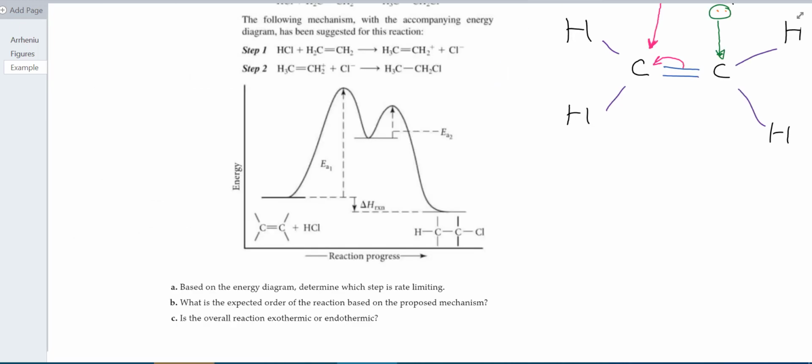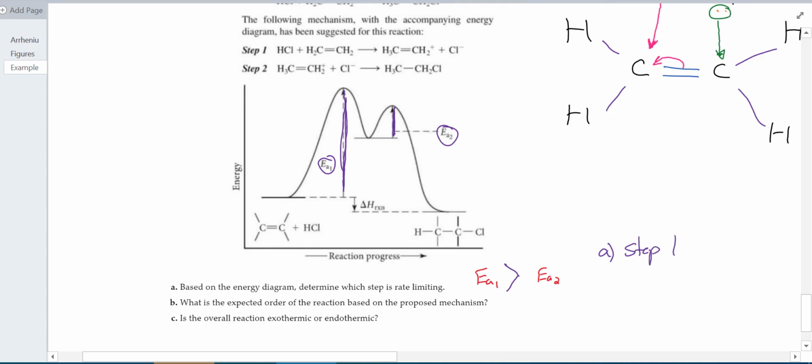So looking at these questions, based on the energy diagram, determine which step is rate limiting. So I'm only going to look at EA1 and EA2 here. Which one happens to be larger? Is EA1 bigger or EA2 bigger? Well, there's EA2, there's EA1. This line looks much bigger than this line. So I'd say EA1 is bigger. So that means for A, step 1 would be limiting.